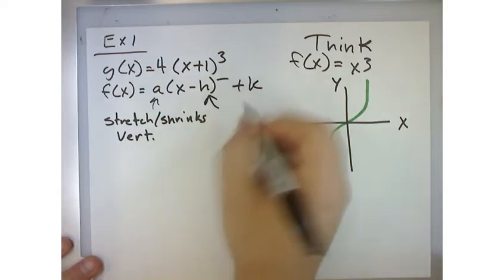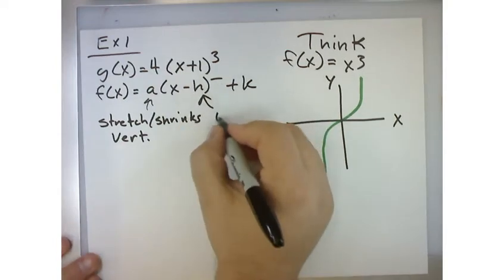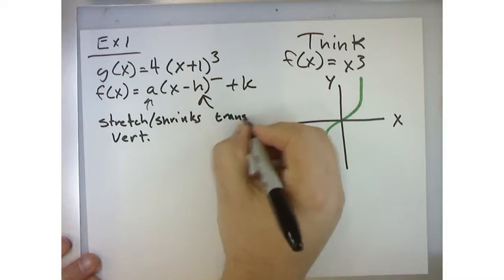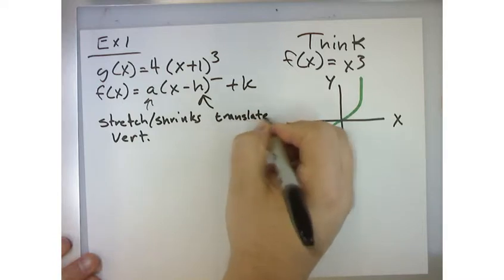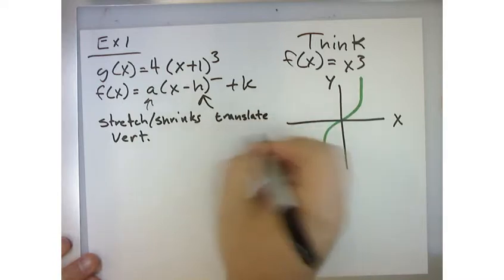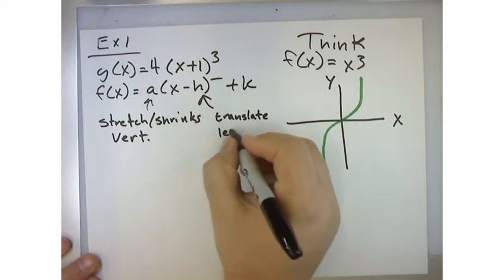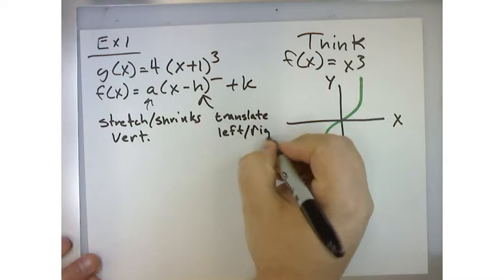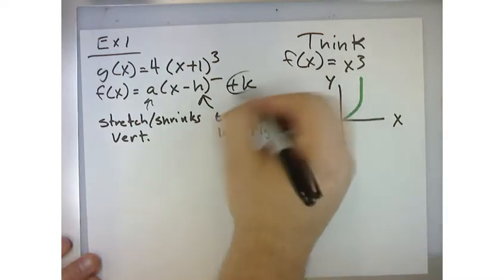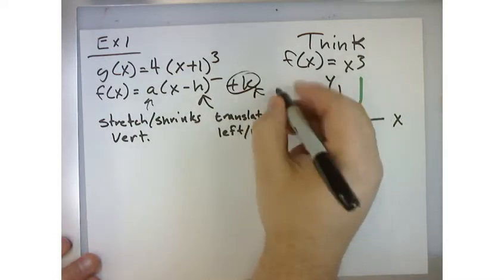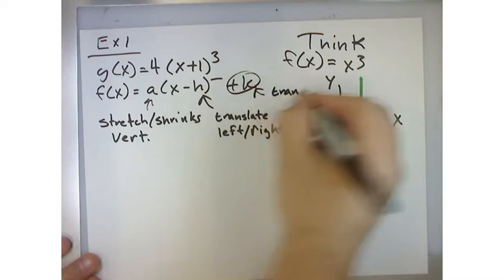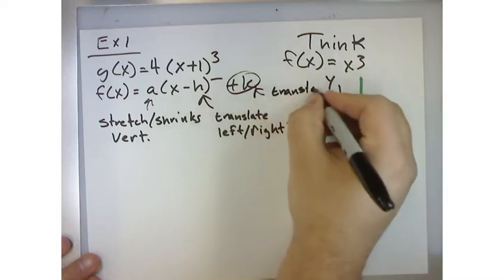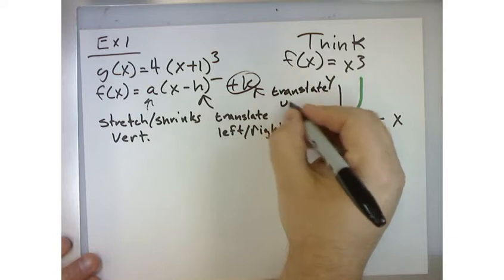H, on the other hand, shifts or translates, that's the fancy geometry term, horizontally left or right. And if we're lucky enough to have a plus k, what does that do? Well, that translates, I don't know what's so funny about that. Did my voice crack again? Up or down.